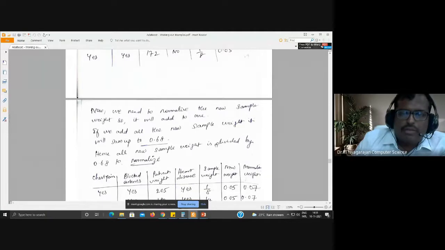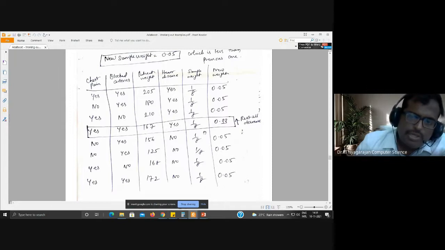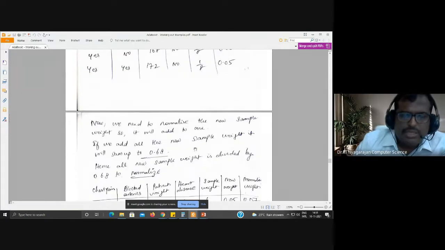So now if we calculate the new weight, whenever you have weights, they should add up to 1. But if you see here, if you add all these new weights, they will not add up to 1. So we have to normalize it. If you look at the sample weight, it sums up to 1 actually. But the new weight is not summing up to 1. So how can we normalize it? We need to normalize the new sample weights so they add up to 1.